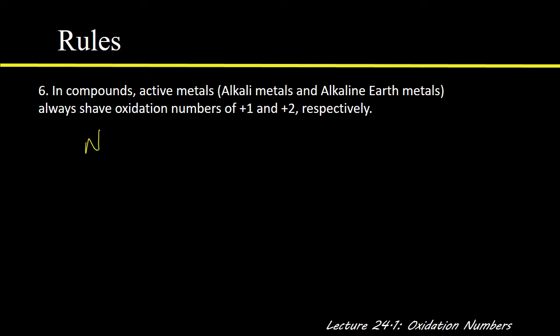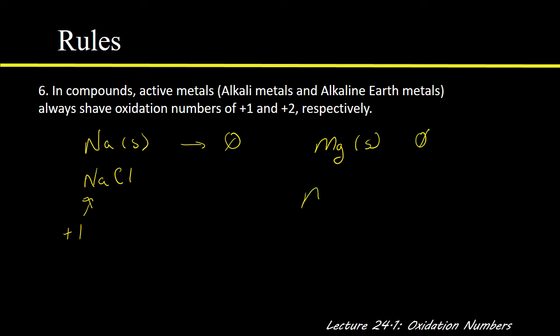So if it's all by itself, again, sodium would have an oxidation number of 0, but if it's in a compound, then sodium would be +1. For group 2 metals, things like magnesium, again, if it's by itself, the oxidation number is 0, but if it's in a compound, like magnesium chloride, then the oxidation number of magnesium is going to be +2.